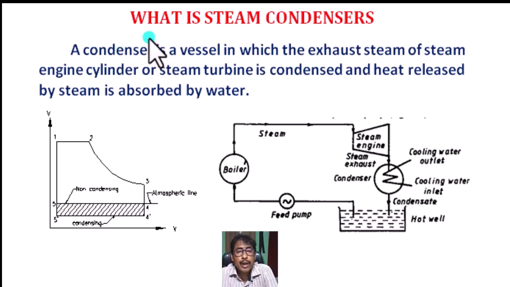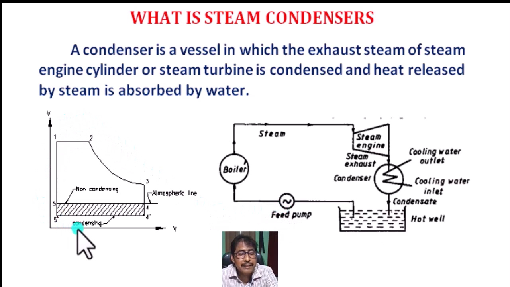Student, today we are going to learn what is a steam condenser and the function of a steam condenser in a steam power plant. This is the block diagram of a steam power plant. This is the boiler. This is the steam engine or steam turbine. This is the condenser. This is the hot well, and this is the feed pump.